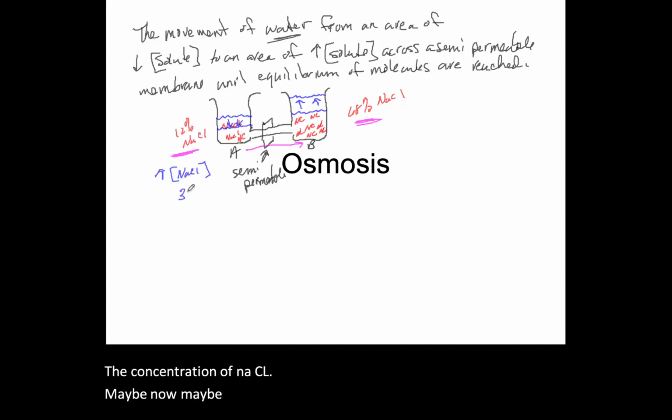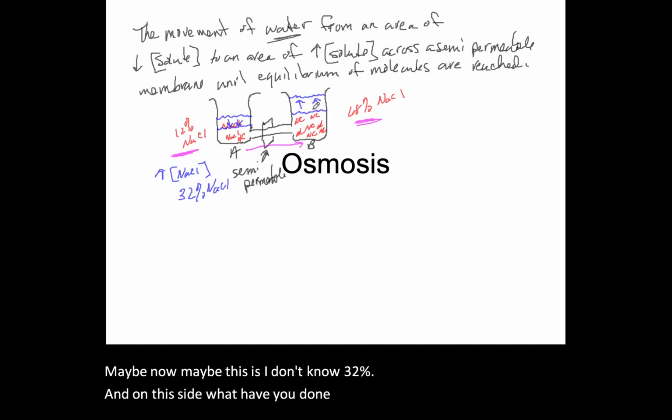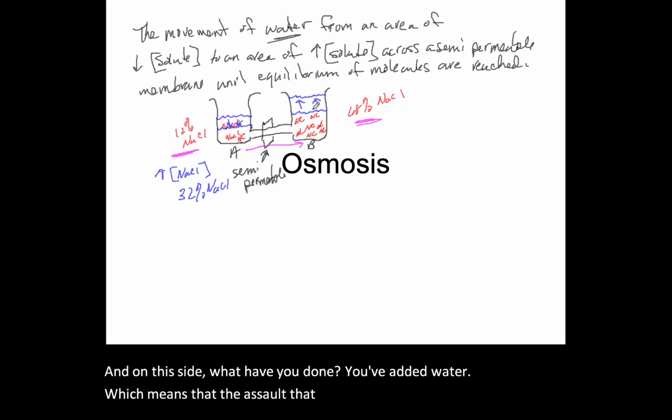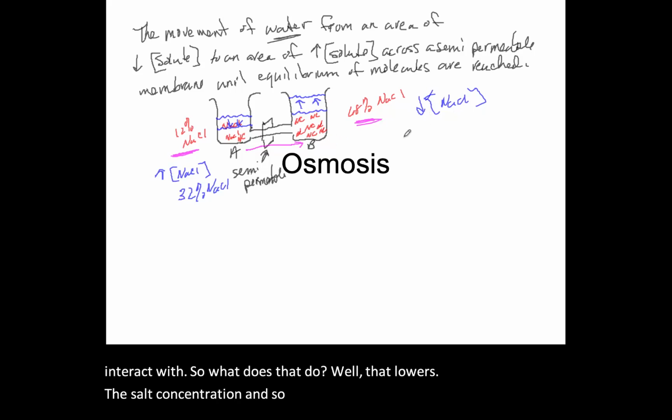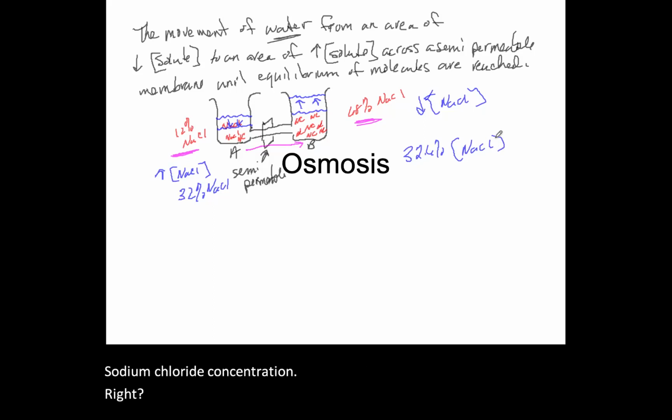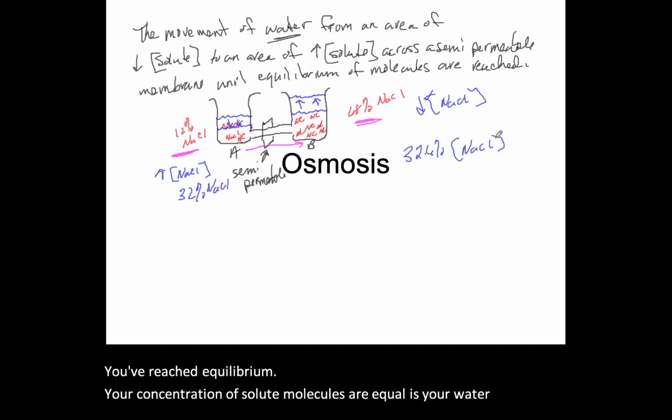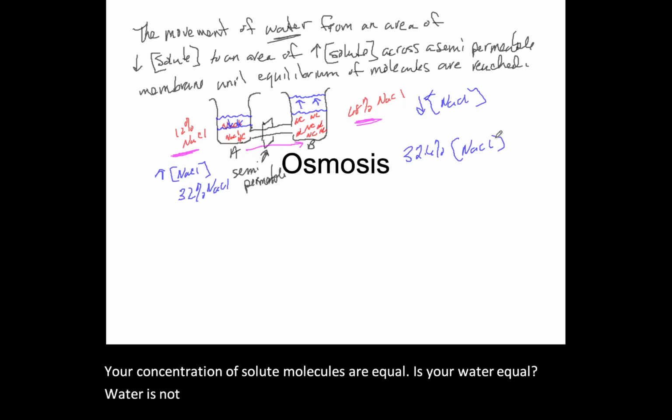Maybe this is 32% NaCl. And on this side, what have you done? You've added water, which means that the salt that was there now has more water to interact with. So what does that do? Well, that lowers the salt concentration. And so now maybe side B is at 32.6% sodium chloride concentration. Right? You've reached equilibrium. Your concentrations of solute molecules are equal. Is your water equal? No. Water is not equal. But your saline concentrations are.